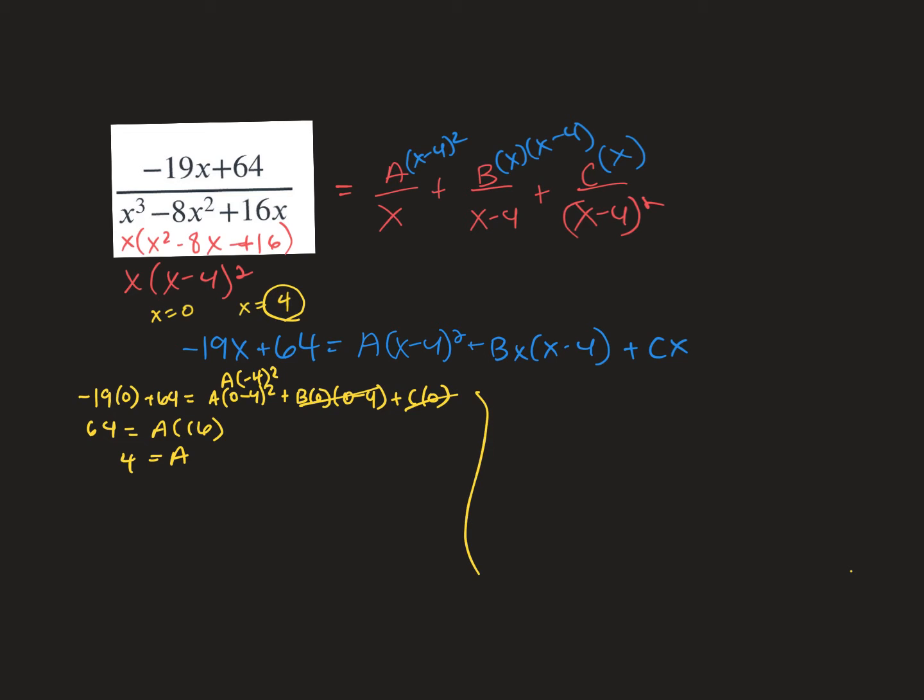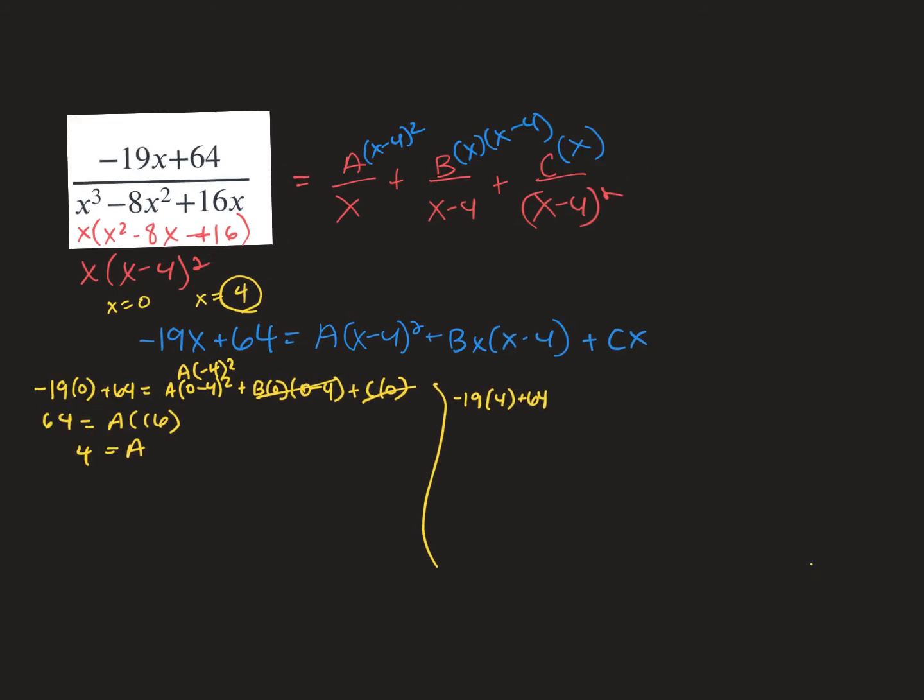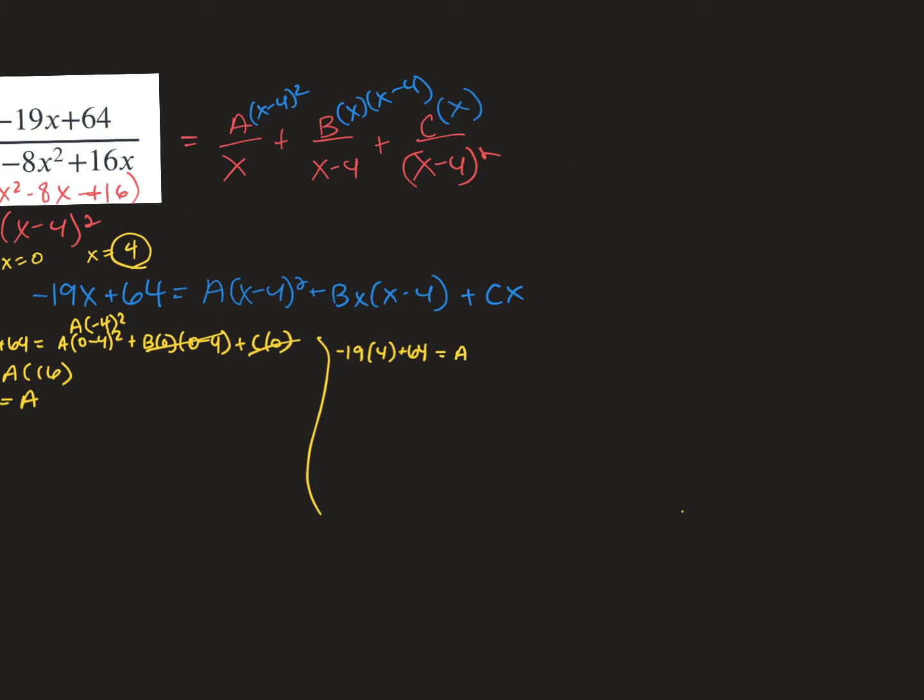Then I do it with 4. Negative 19 times 4 plus 64 equals A times 4 minus 4 squared, plus B times 4 minus 4, plus C times 4. I get negative, what is that, 76? Are you going to be able to do either of these two? Yes. And C equals negative 3.